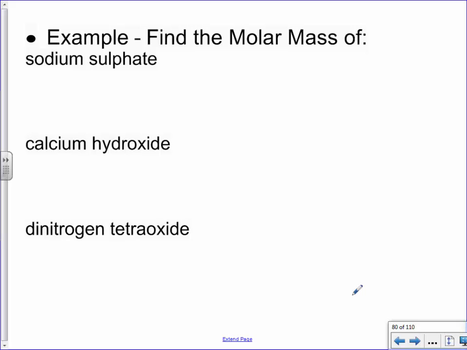It's been a while. One of the things you might be asked to do is figure out how much 1 mole of something weighs. So let's say I was giving you sodium sulfate. What is the formula for sodium sulfate?